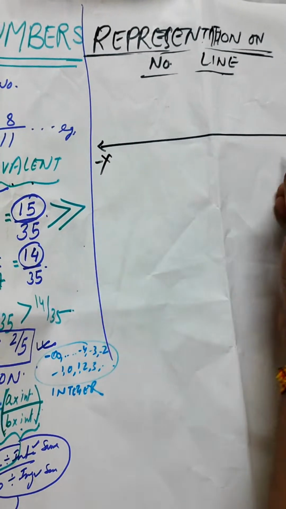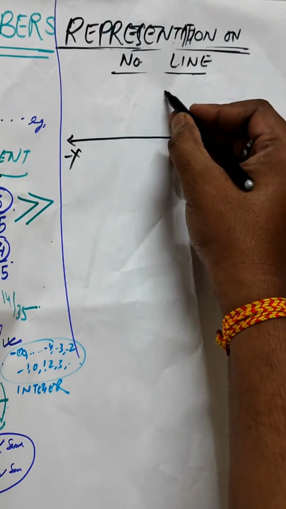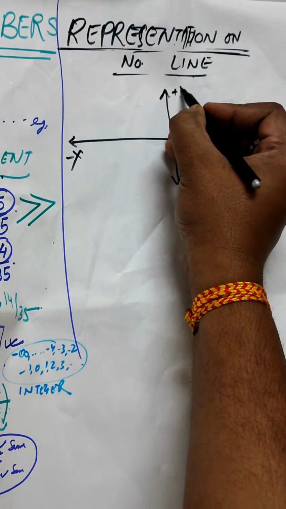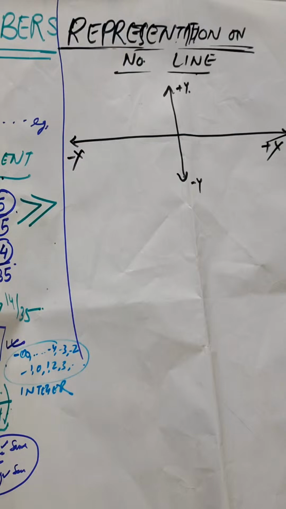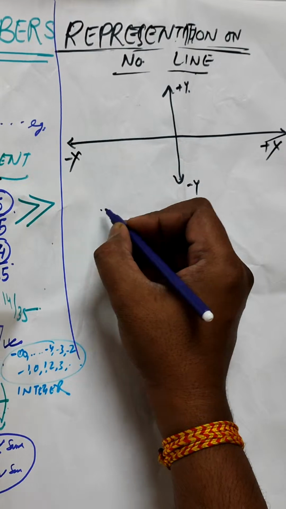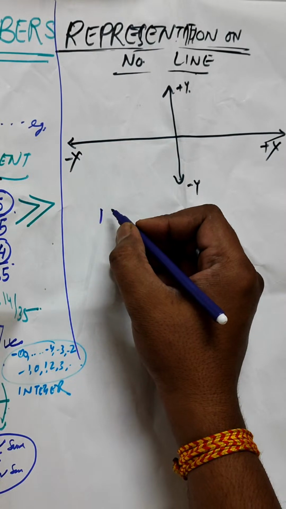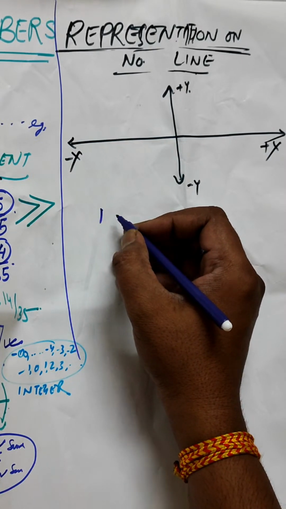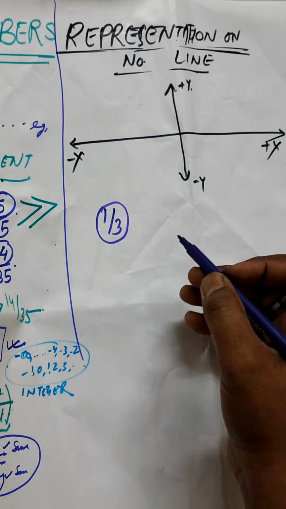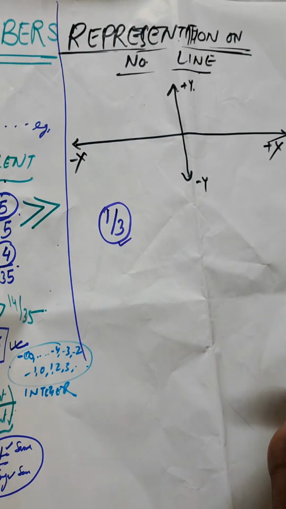This is minus x, this is plus x, right? This is plus x, and this is minus y, and this is plus y. So if you want to represent a rational number, you can take any example. Let's say 13 by 5, or another number, 1 by 3. Let us take some simple example first. 1 by 3. This is in the proper format, right? You represent it on the number line, right?